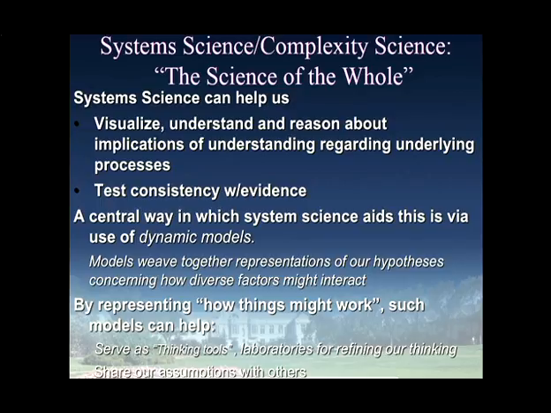So system science is the science of the whole that seeks to help us visualize, understand, reason about, and increasingly manage these underlying processes, and to test the consistency of our understanding of the world with evidence. And a central way in which system science aids us, not the only way, but a central way, is with dynamic models, simulation models. They go by many names, as we'll see. And these models basically weave together a representation of our theories of the world in a way that allows us to ask what's the logical implication of those theories and ask what-if questions.